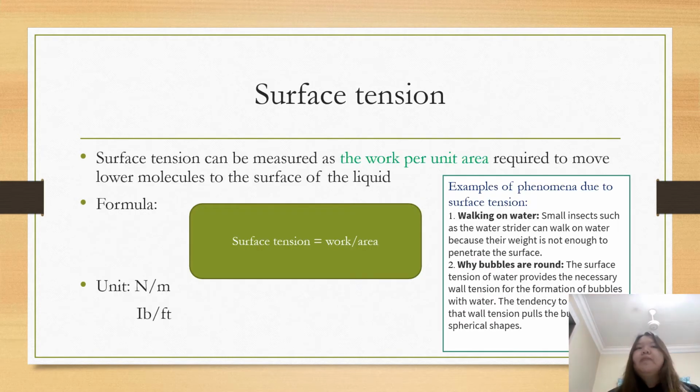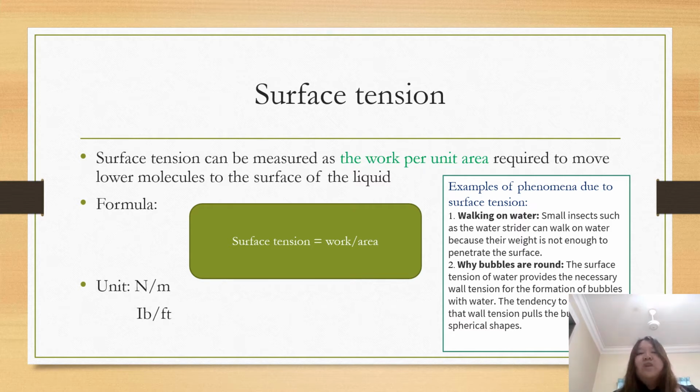Surface tension can be measured as the work per unit area required to move lower molecules to the surface of the liquid. The formula is surface tension equals work over area, and the unit is Newton over meter in the SI system. An example of a phenomenon due to surface tension is walking on water: small insects such as the water strider can walk on water because their weight is not enough to penetrate the surface.